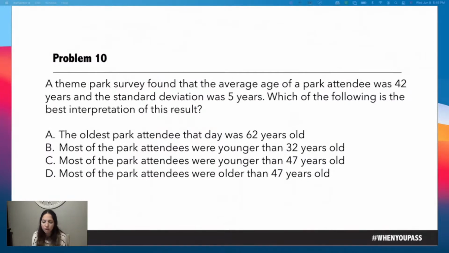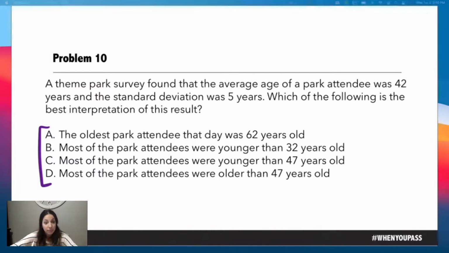A theme park survey found that the average age of a park attendee was 42 years, and the standard deviation was 5 years. Which of the following is the best interpretation of this result? So I'm going to hold off on reading these answer choices. This is definitely on the GK, interpreting standard deviation. You don't have to know how to find the standard deviation. You just have to be able to interpret it.